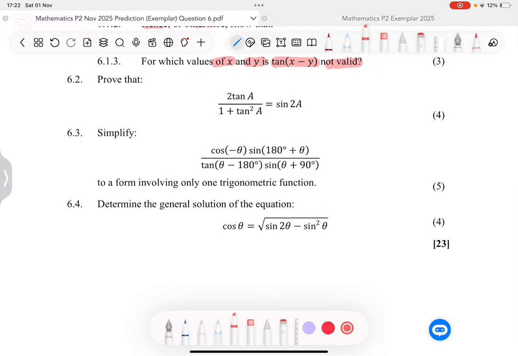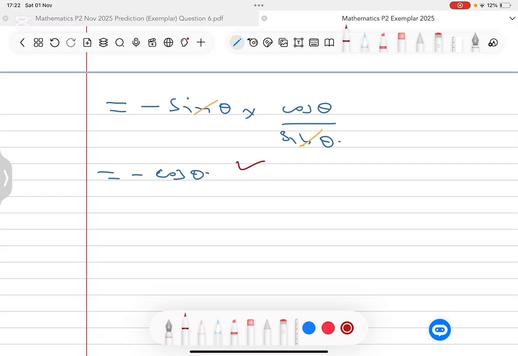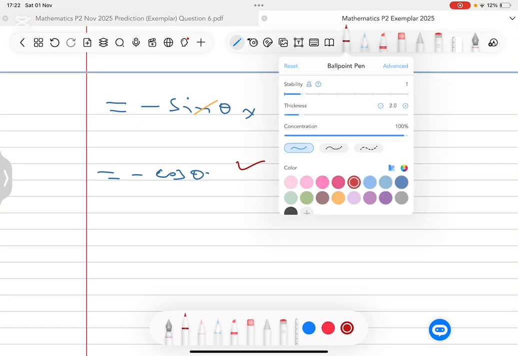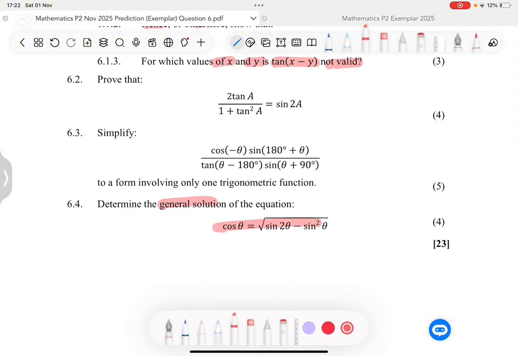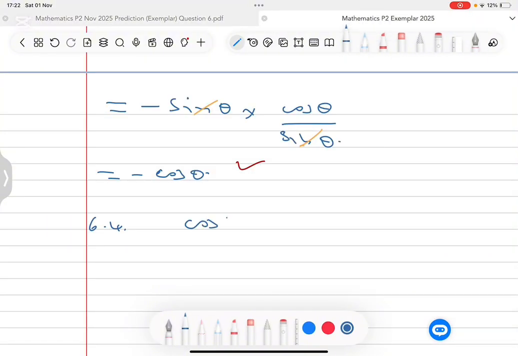The last question here is 6.4, which says determine the general solution for this equation here. Now our equation is given as cos theta is equal to the root of sine 2 theta minus sine squared theta.